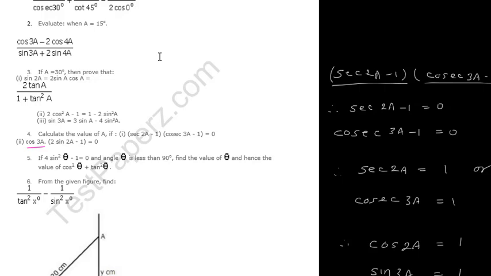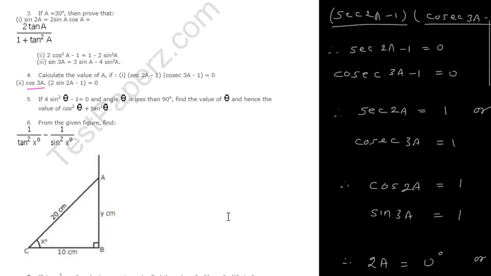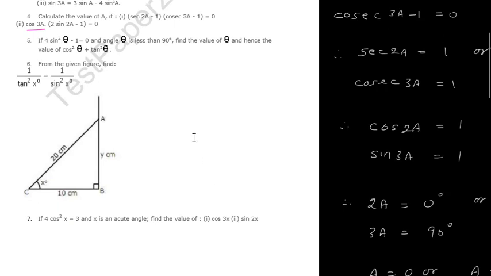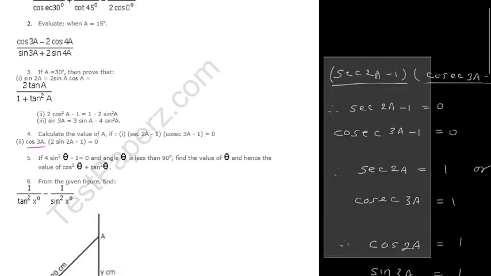Okay, so cos 3a equal to 0 gives you the value of 3a as 90 degree, that is a as 30 degree, and 2 sin 2a minus 1 is 0. This gives you 2 sin 2a is equal to 1, that is sin 2a is equal to 1 upon 2. We know that sin 30 degree is 1 upon 2, so 2a is 30 degree and a is 15 degree. So this is how orally also you can solve and then write them step by step.